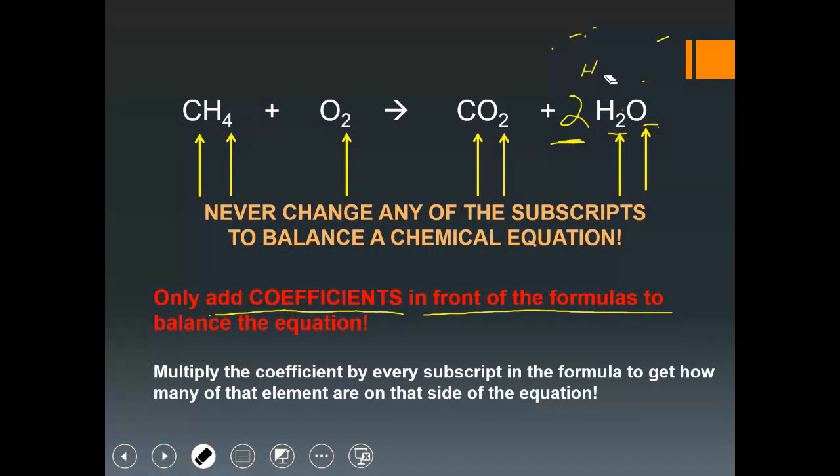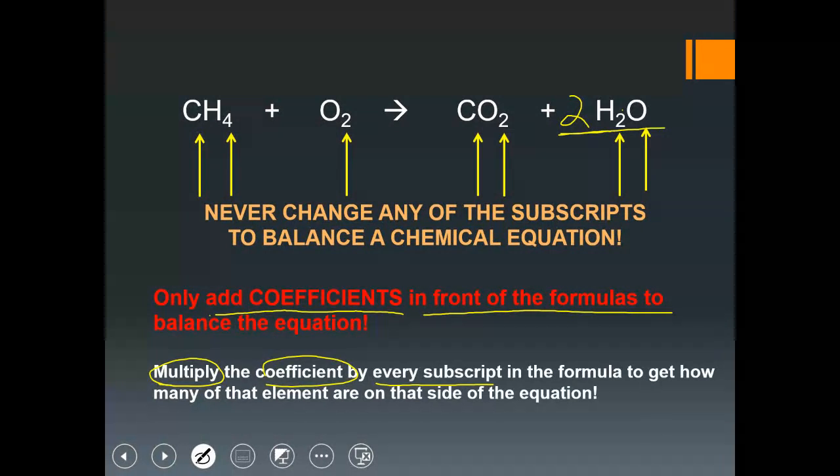Does that make sense? So that coefficient that's in the front actually multiplies by those subscripts to tell you how many of each element are on that side of the equation. So you multiply the coefficient by every subscript. So this represents 4 hydrogens and 2 oxygens.